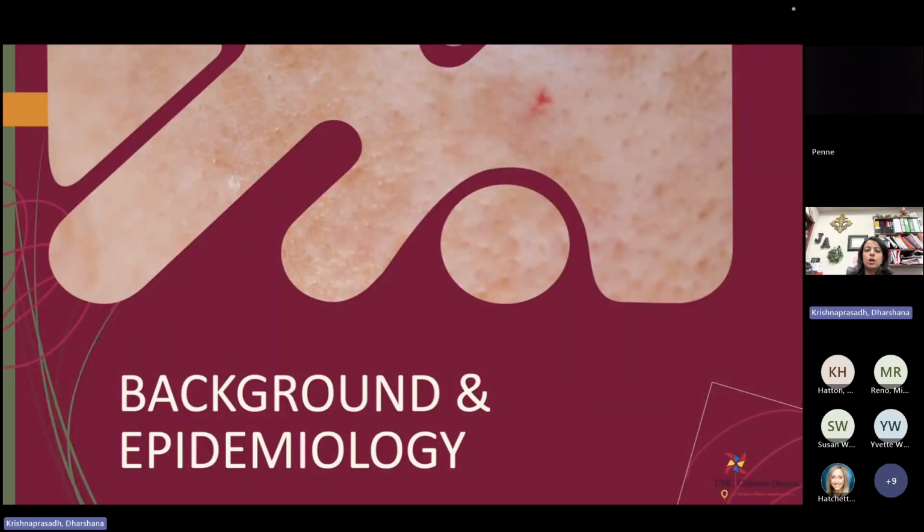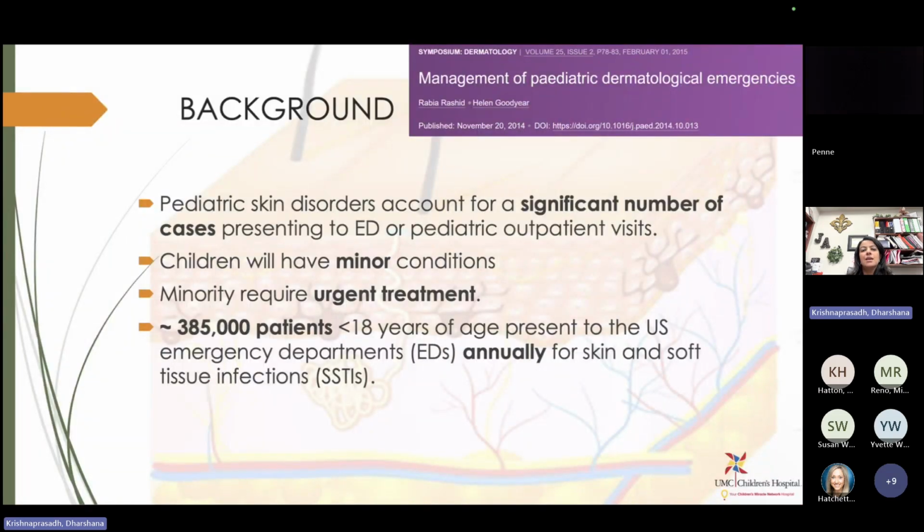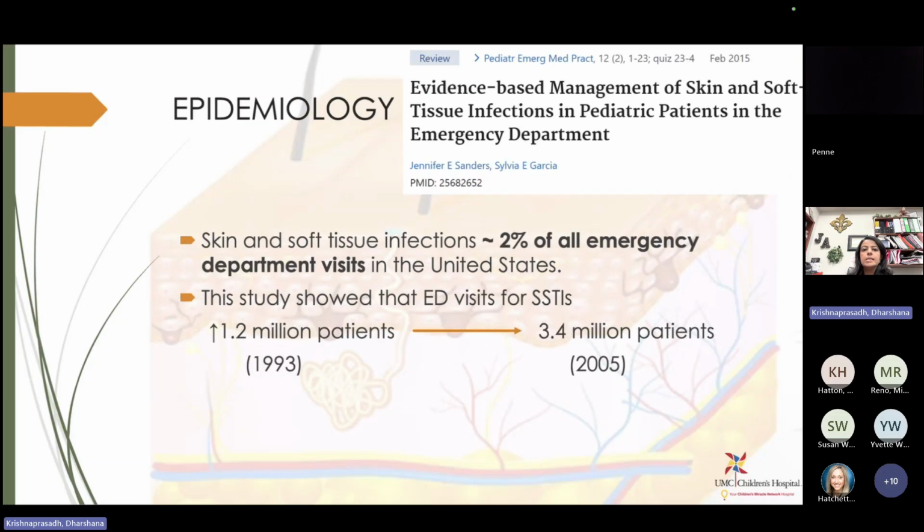Going over the background of dermatology, there are a significant number of cases that present to the pediatric ED and outpatient. Children mostly have minor skin conditions. A very small subset of these patients will require urgent treatment. About 3,500,000 patients less than 18 years of age present to the ER annually for skin and soft tissue infection, and just about 2% of all ER visits in the US can be skin related.